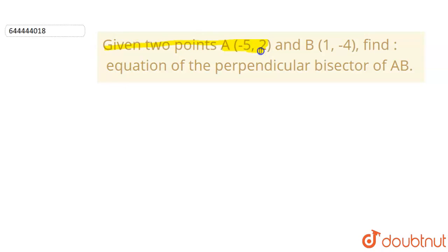Hello student, in this question we are given 2 points, right? A which is minus 5 comma 2 and B which is 1 comma minus 4, and we need to find the equation of the perpendicular bisector of the line AB.